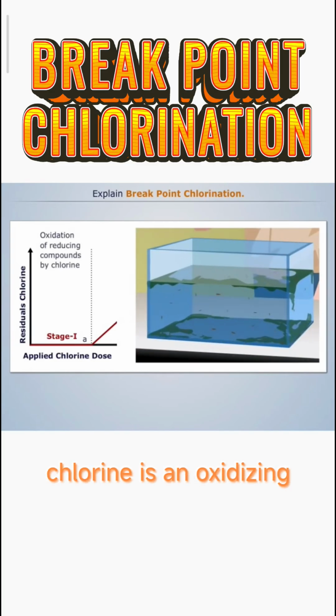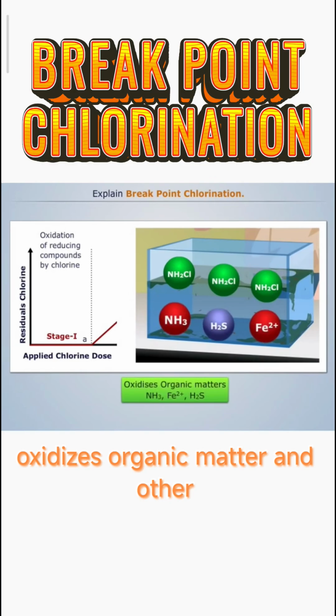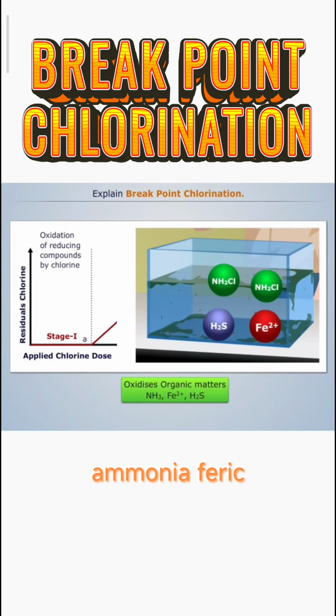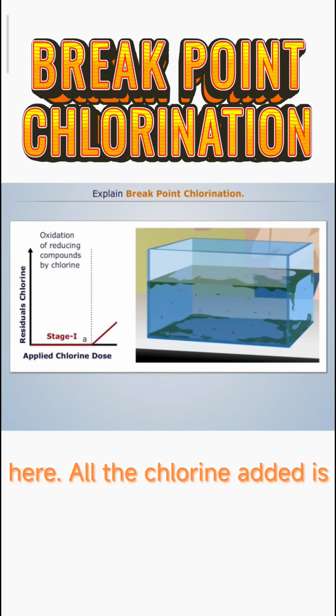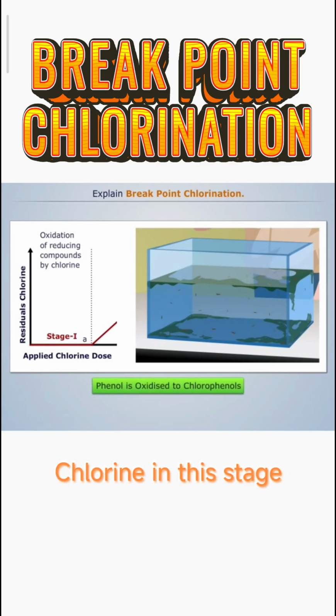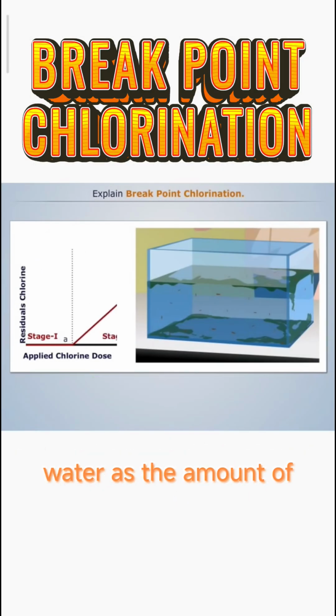Because chlorine is an oxidizing agent, in the first stage it oxidizes organic matter and other reducing agents like ammonia, ferric ions, hydrogen sulfide, etc. Here all the chlorine added is consumed, and there is no residual chlorine. In this stage, phenol is oxidized to chlorophenols, which gives a peculiar odor to water.